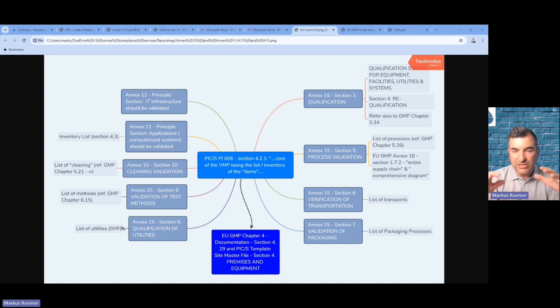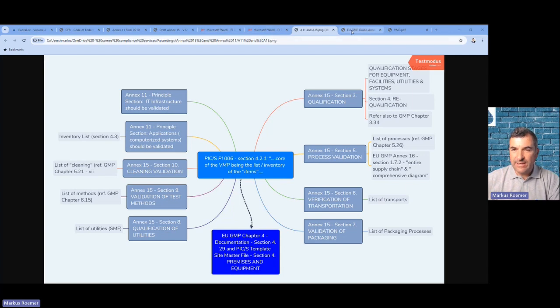So I hope this picture helps you in building up a validation master plan to say we need a list of our utilities, a list of our testing methods that we use in analytics, a list of the cleaning processes that we have, the list of transports that we do, the list of packaging processes. You see, this is very fundamental, your master data in defining your validation concept, your validation approach.